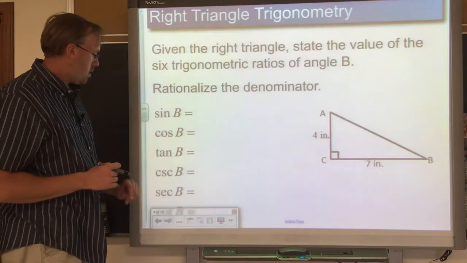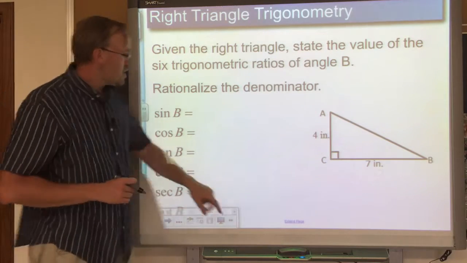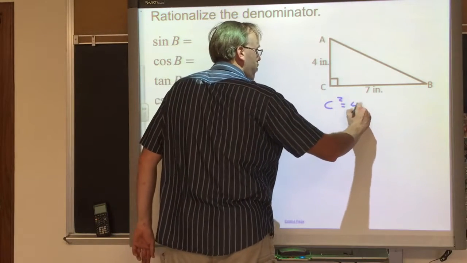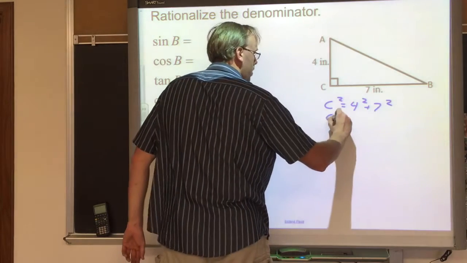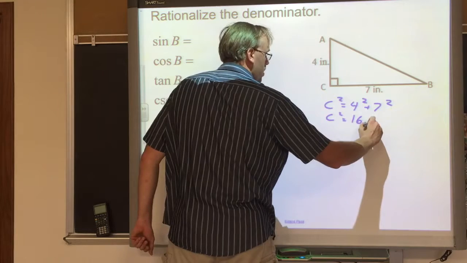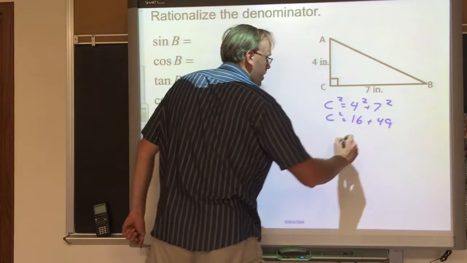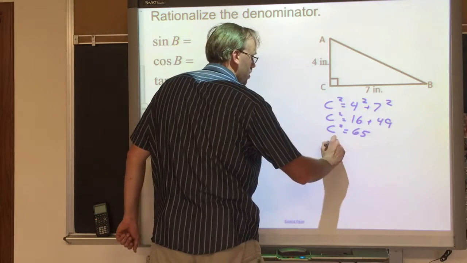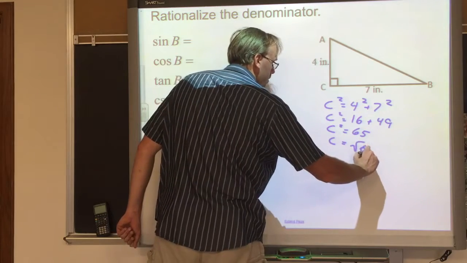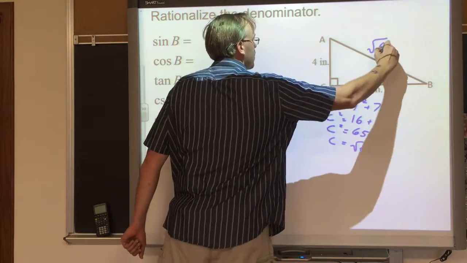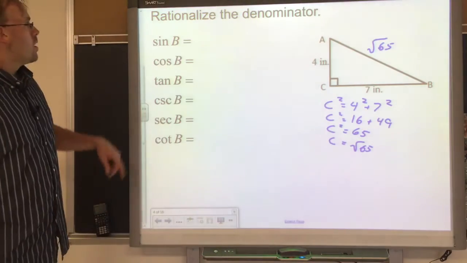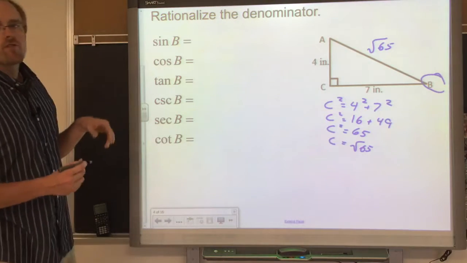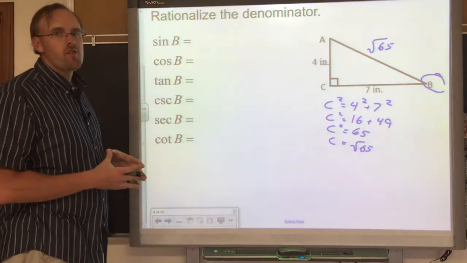Let's do another one. In this one, we again need to find the hypotenuse. So we use the Pythagorean theorem. c squared equals 4 squared plus 7 squared. So 4 squared is 16, 7 squared is 49. So c squared is 65. So that means c is the square root of 65. Now we're using angle B again. So that means from our point of view, 4 inches is the opposite side and 7 inches is the adjacent.